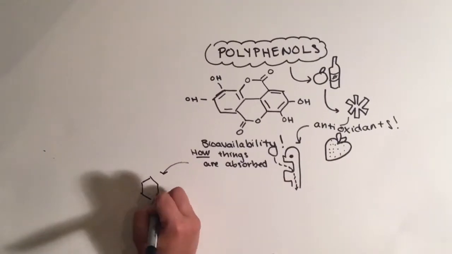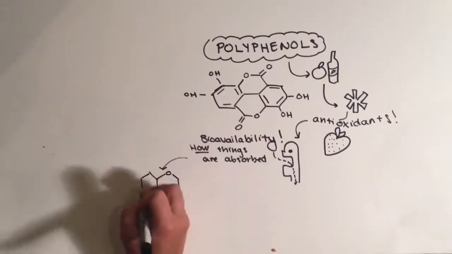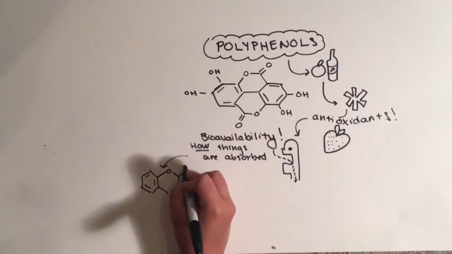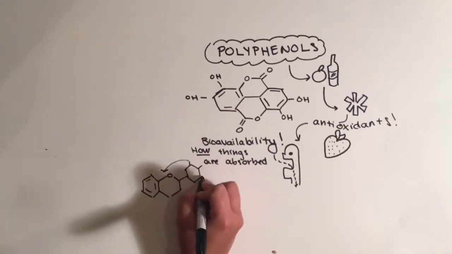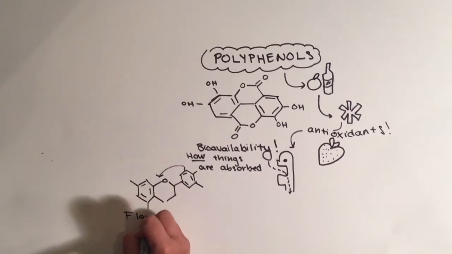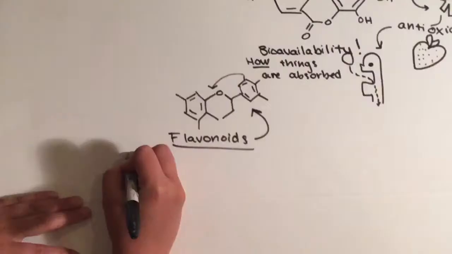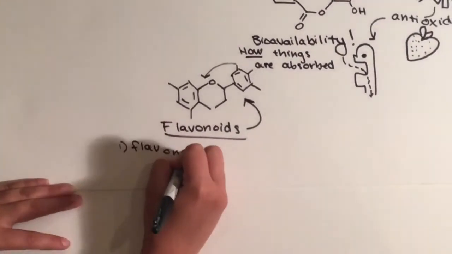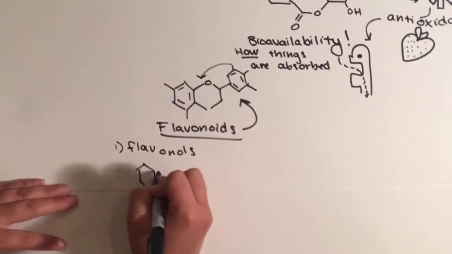There are several thousand molecules that have a polyphenol structure, which are classified into different groups based on the number of phenyl rings they contain and the structural element binding the rings. The four major groups of polyphenols are flavonoids, phenolic acids, stilbenes, and lignans.